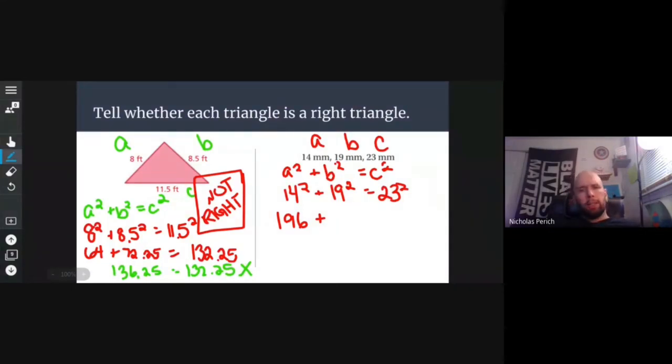All right. A, B, C, easy as 1, 2, 3. It doesn't matter which one's A or B, as long as the longest side is C. A squared plus B squared equals C squared. So I called A 14. I called B 19. I called C 23. I already know what 14 squared is. 19 squared.